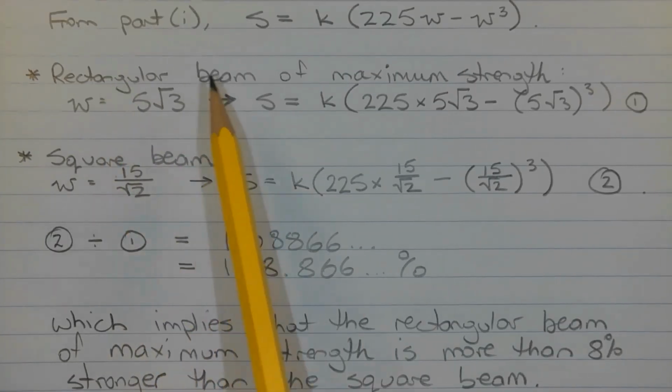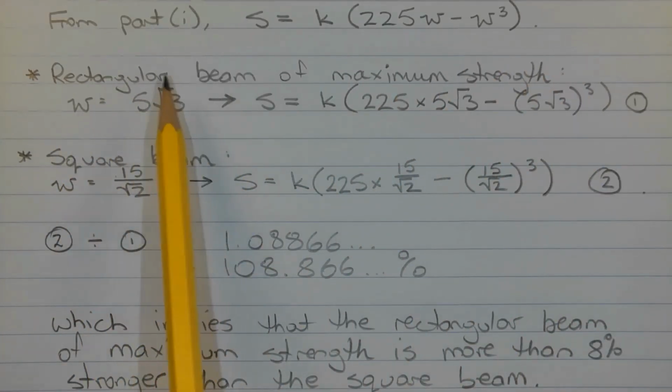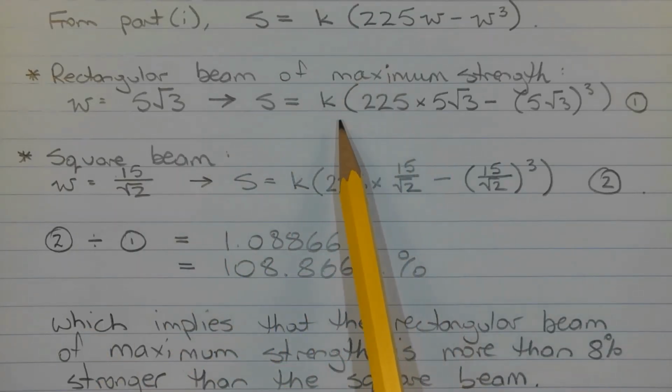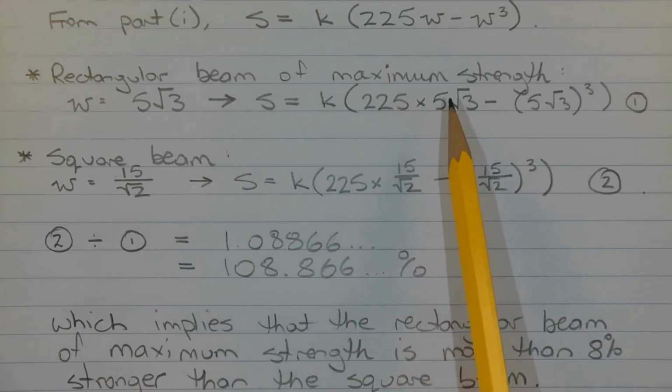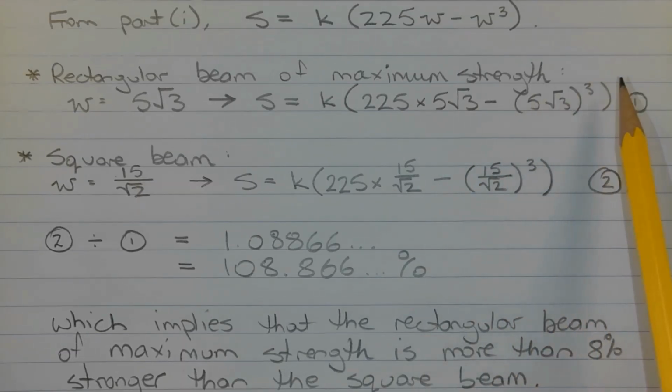Now for a rectangular beam of maximum strength, when w is equal to 5 root 3, which we found in part 2, S is equal to k times, open bracket, 225 times 5 root 3 minus 5 root 3 in brackets cubed, close bracket. And we'll call this equation number 1.